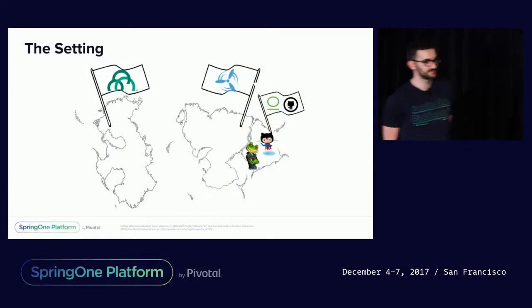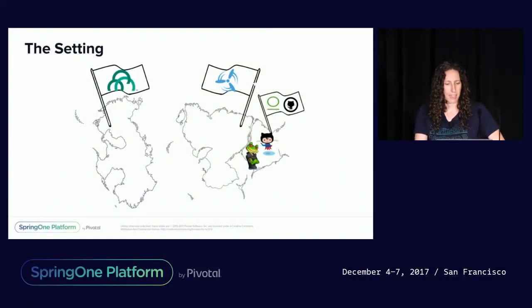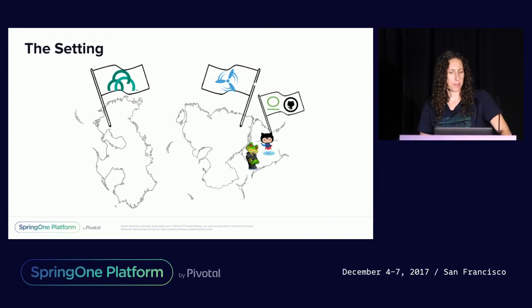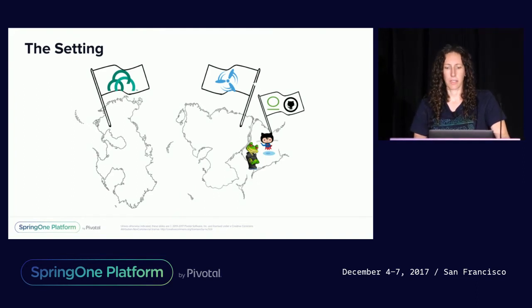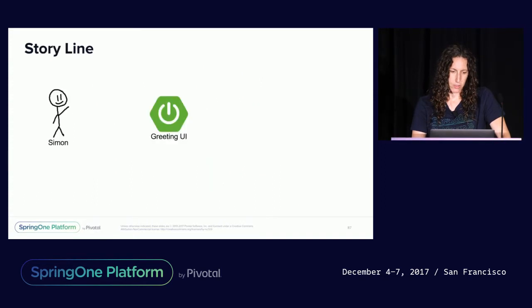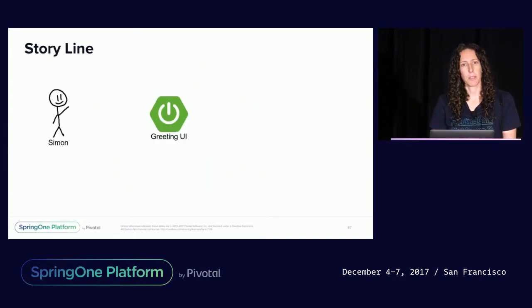Okay, so back to the story. So our story takes place across the land of Pivotal Cloud Foundry and Concourse and the neighboring lands of Artifactory, Bintray, or Nexus, and GitHub.